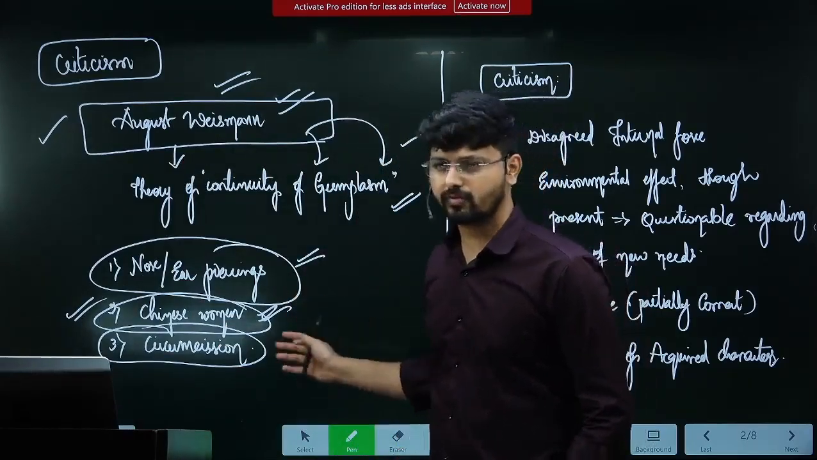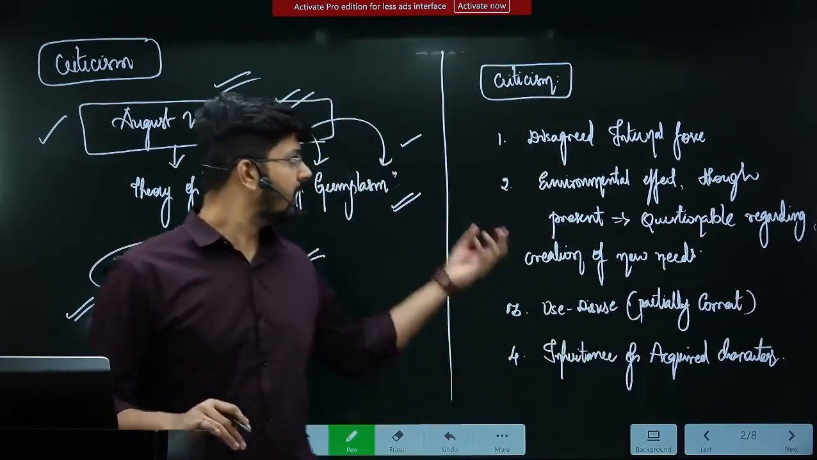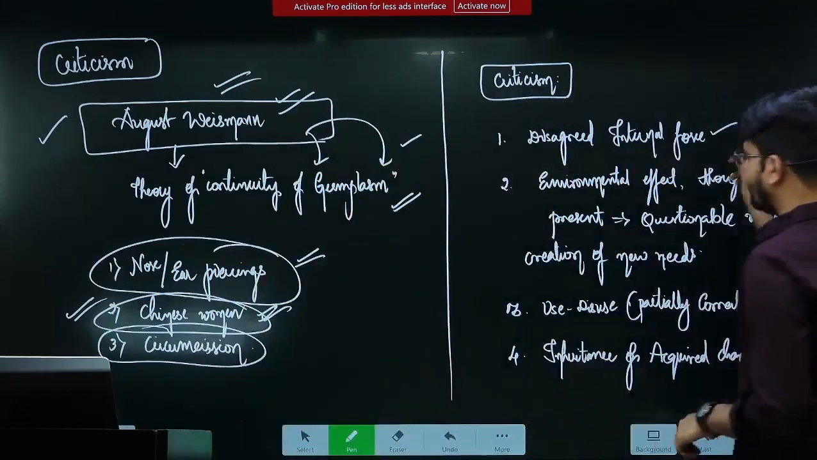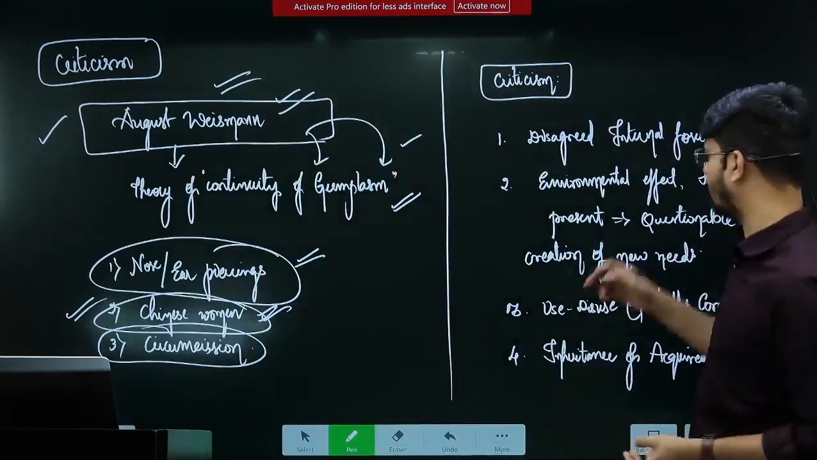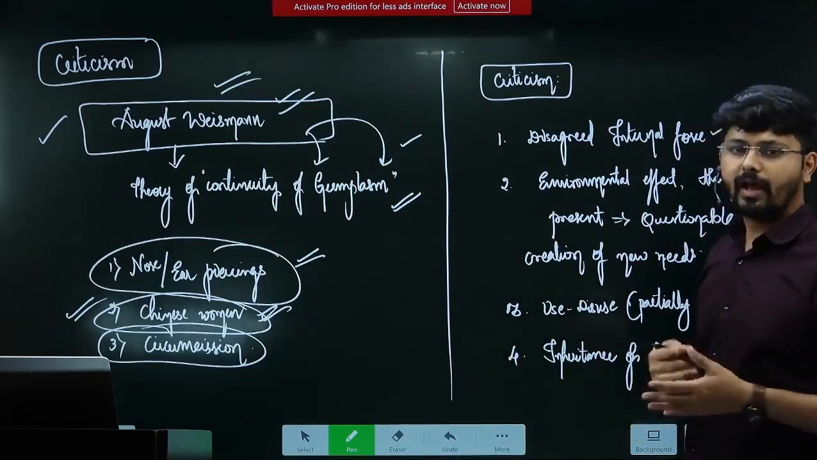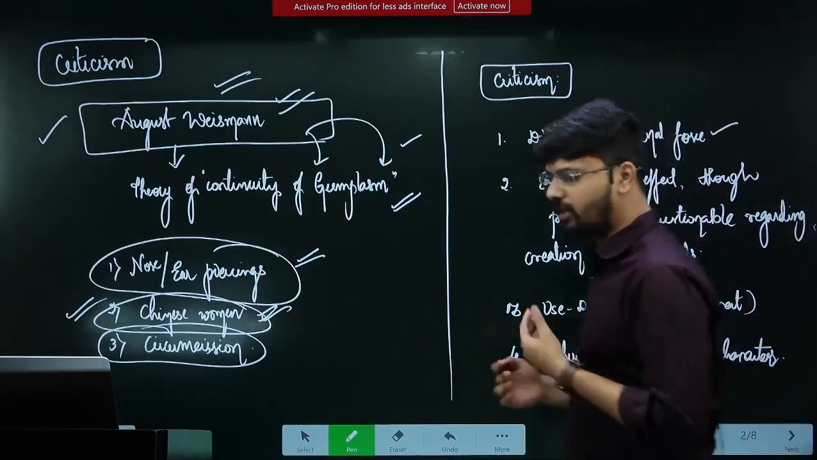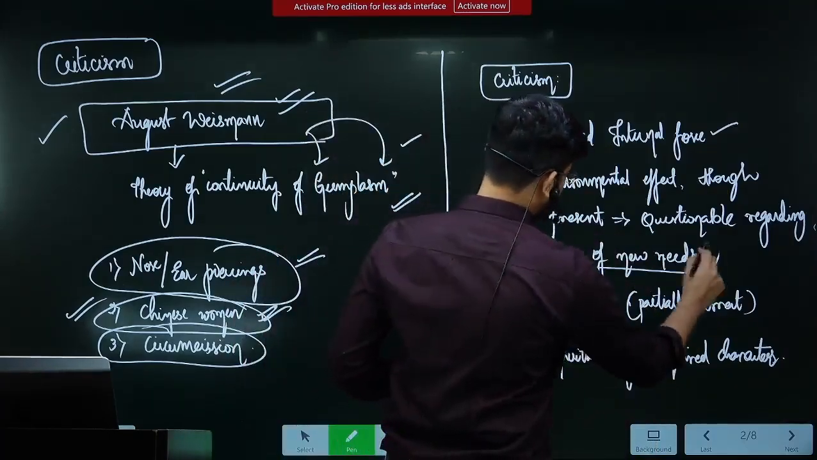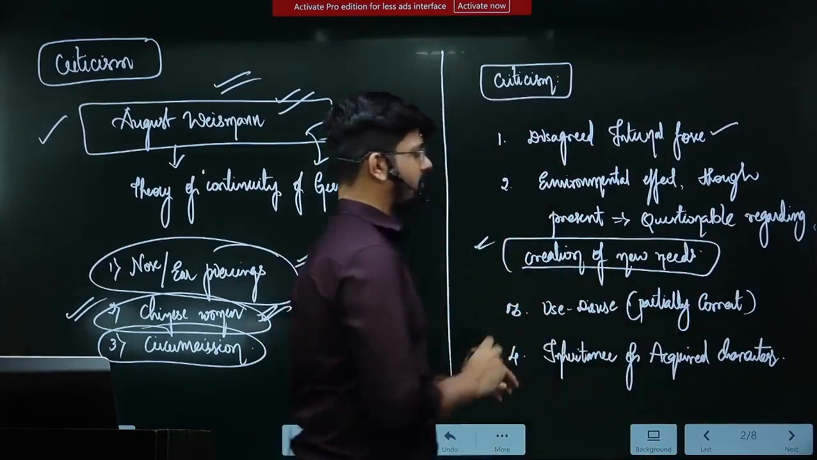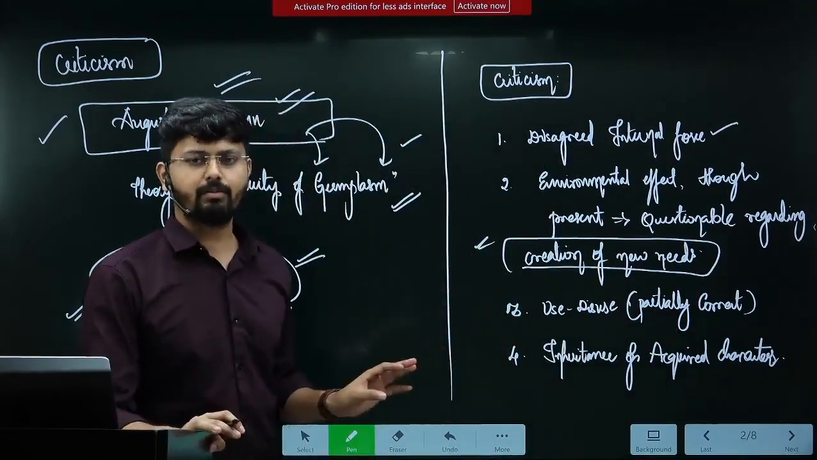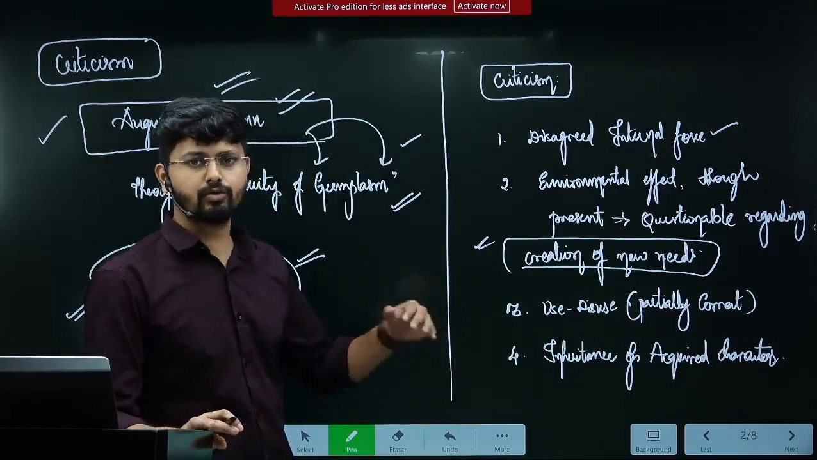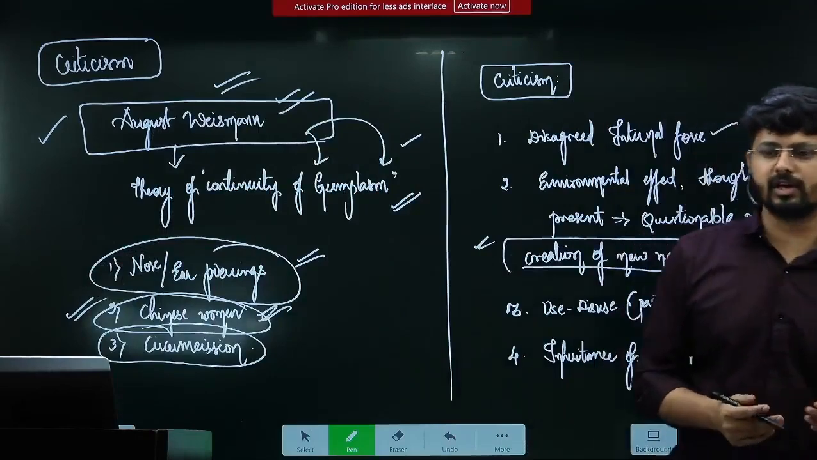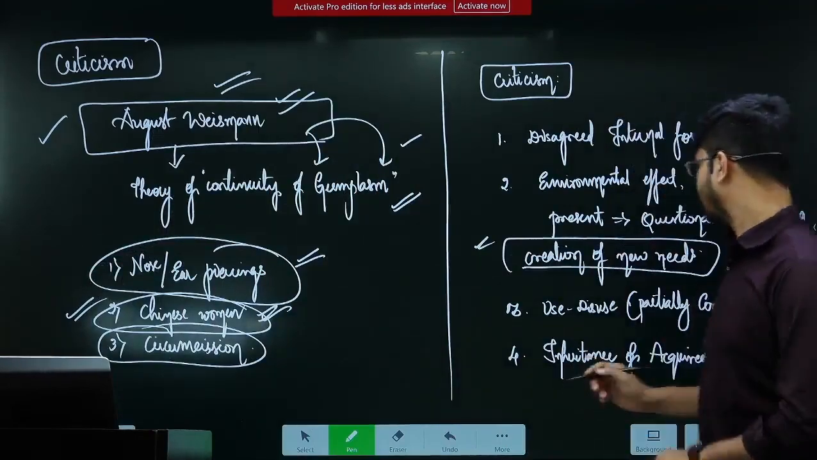So this is with respect to Lamarck's criticism, and you can write the criticism. Internal force: many scholars have disagreed with the internal force. At the same time, environmental effect, though it is present, is questionable regarding the creation of new needs. Environmental impact will definitely be there, but it doesn't mean it always gives rise to new needs. And next, the use and disuse theory is only partially correct.